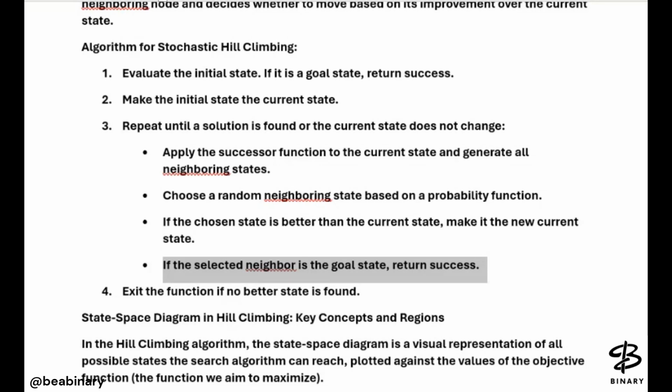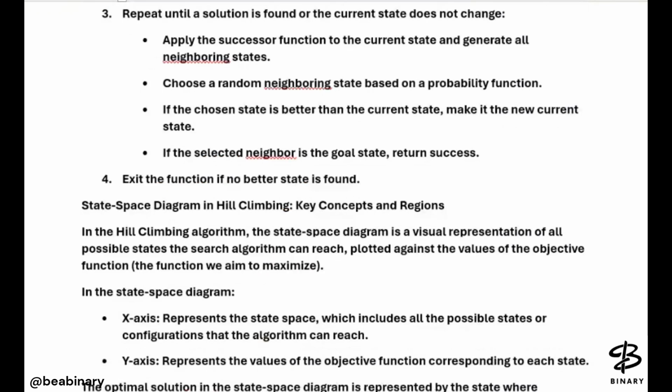And in the last, stochastic hill climbing search algorithm, we are talking about the random function, right? After generating all the neighboring states, we will just choose a random neighboring state. And then we will check whether that neighboring state is an improved version of the current state, or whether that neighboring state is a goal state, and then we will return success accordingly.